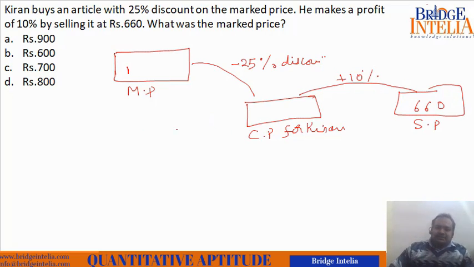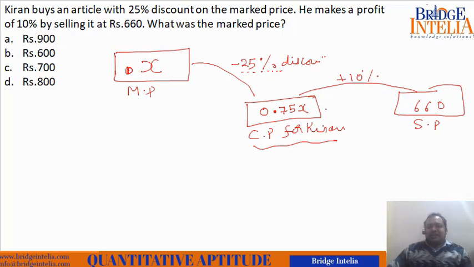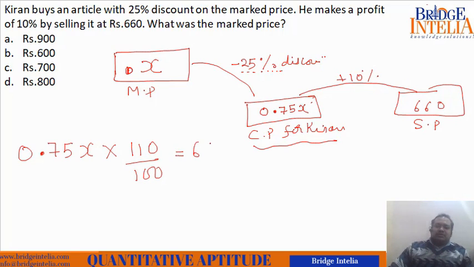Now let us see. Let the marked price be x. So giving a discount of 25%, that means you have charged only 0.75x, because you are giving a discount of 25%. Now look from the perspective of Kiran. Kiran wants to earn 10% profit. Kiran has bought it for 0.75x. So to gain 10% profit, he must sell it for this much. This comes out to be equal to 660.